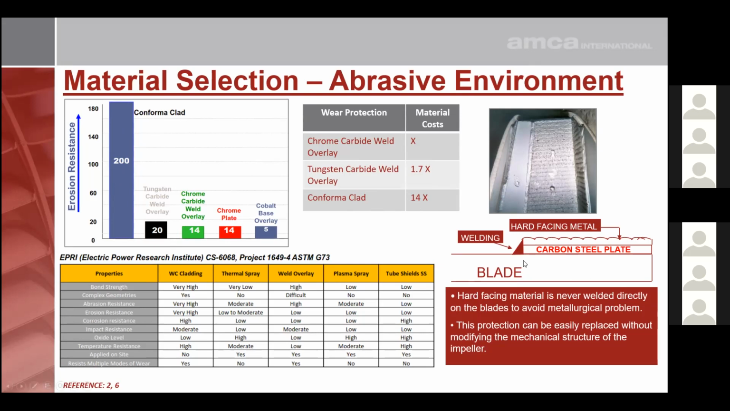The other thing to note is the way we overlay wheels with this hard-facing material. It is never put directly onto the blade. There's always an intermediate material put there. This allows us to change the wear liners as needed.